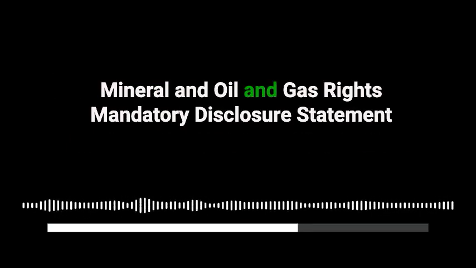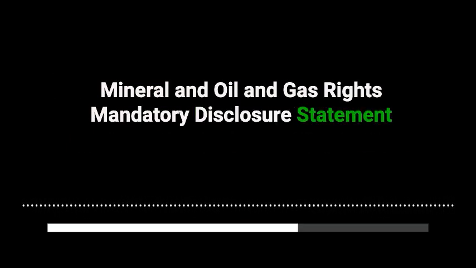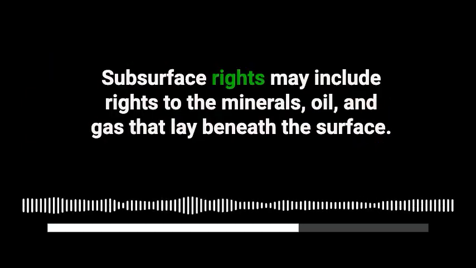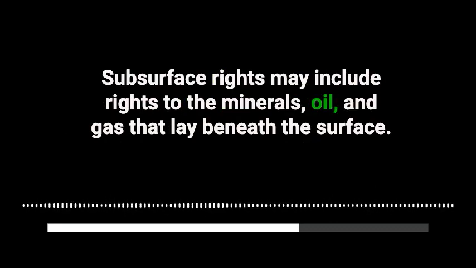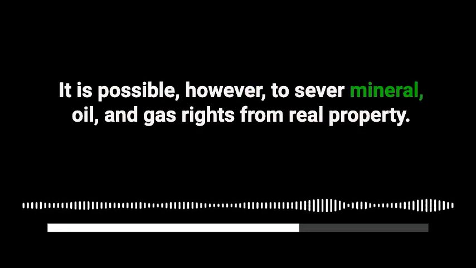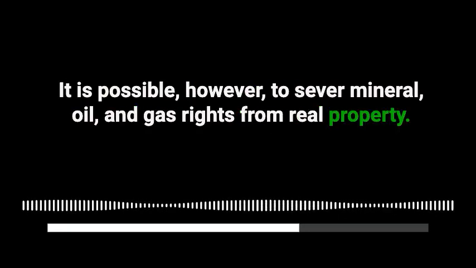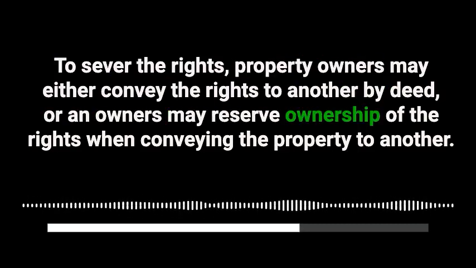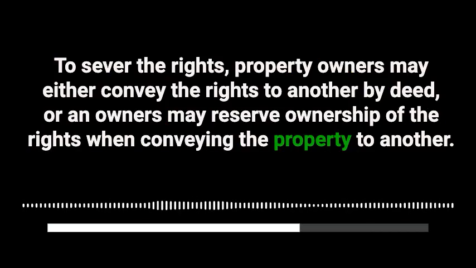Mineral and oil and gas rights mandatory disclosure statement. Generally, in North Carolina, when title to a property is conveyed, the new owner is not just granted ownership of the property's surface, but also air and subsurface rights. Subsurface rights may include rights to the minerals, oil, and gas that lay beneath the surface. It is possible, however, to sever mineral, oil, and gas rights from real property. To sever the rights, property owners may either convey the rights to another by deed, or an owner may reserve ownership of the rights when conveying the property to another.